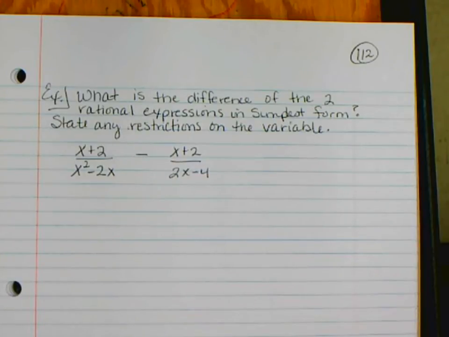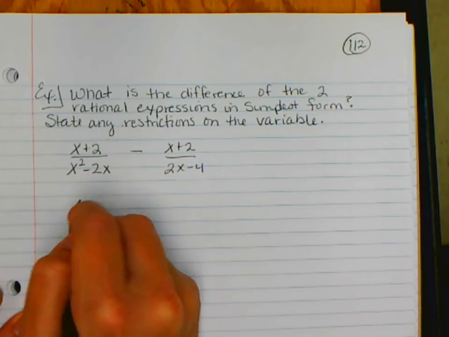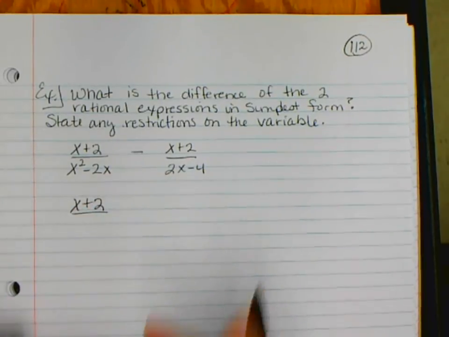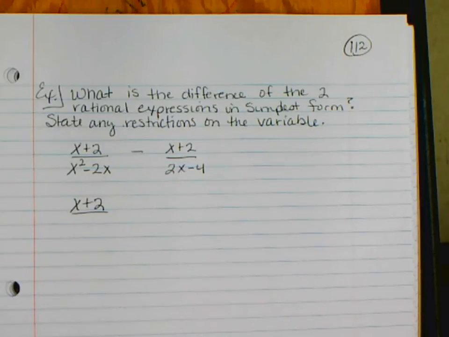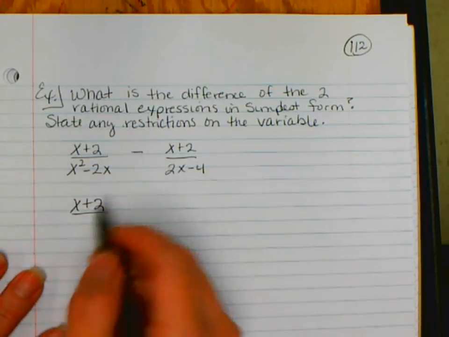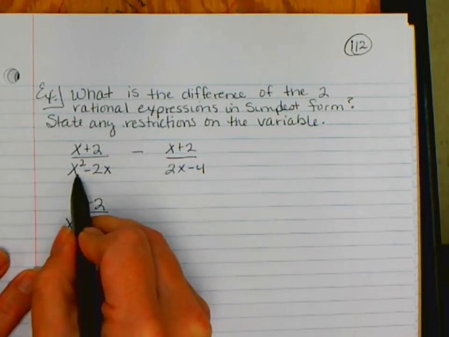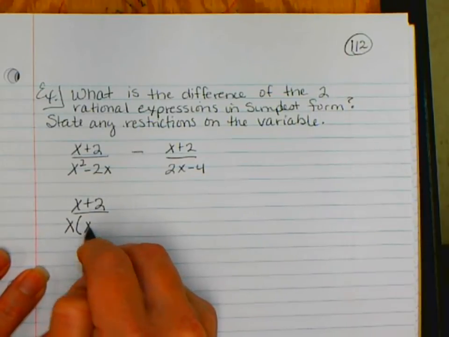Okay, so again, this is exactly the same. We're just subtracting the fractions instead of adding the fractions. All right? So in my first fraction, could I factor the numerator? Nope. I'm just going to rewrite it. Could I factor the denominator? Yeah, I can see that it has a GCF, right? So let's start by factoring that out. What would it be? X. So if I factor it out, what would I have left? X minus 2.